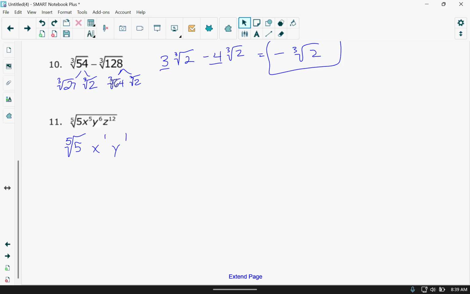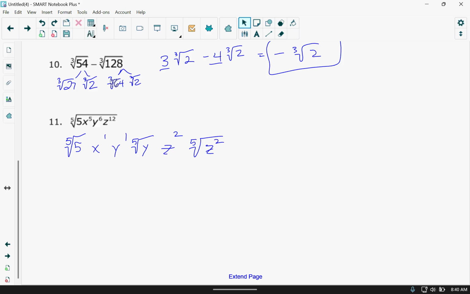But 5 times 1 is just 5, so that's 1 short. So that means I'm going to have an extra y inside of a fifth root. 5 goes into 12 two times, so I'd have z squared. And then 5 times 2 is 10, so that was 2 short. And so I'd have a fifth root of y squared, or not y, sorry, that's going to be a z squared. So I would have the fifth root of z squared on the inside.